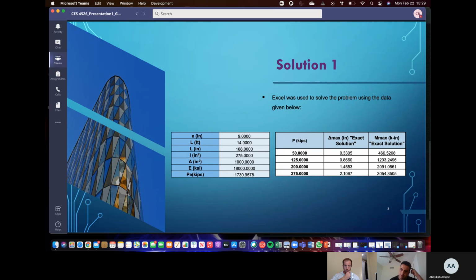So the first problem was straightforward. We had to plug in the data that's shown in the left table into Excel, and using the formulas in the previous slide, we were able to find the maximum deflection and the maximum moment with the exact solution, of course, using different loads of 50 kips, 125, 200 kips, and 275 kips.